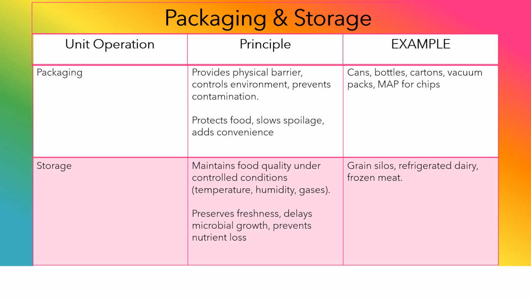And the next one is storage. It maintains food quality under controlled conditions like temperature, humidity, or gases. It preserves freshness, delays microbial growth, and prevents nutrient loss. For example, grain silos, refrigerated dairy, or frozen meat.